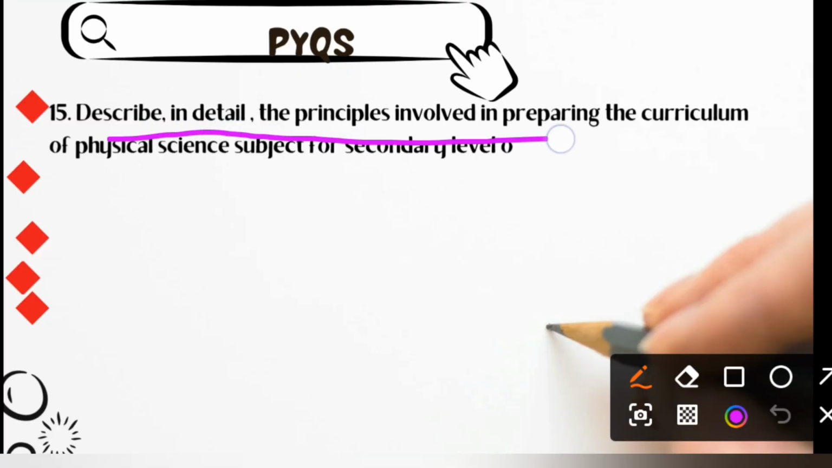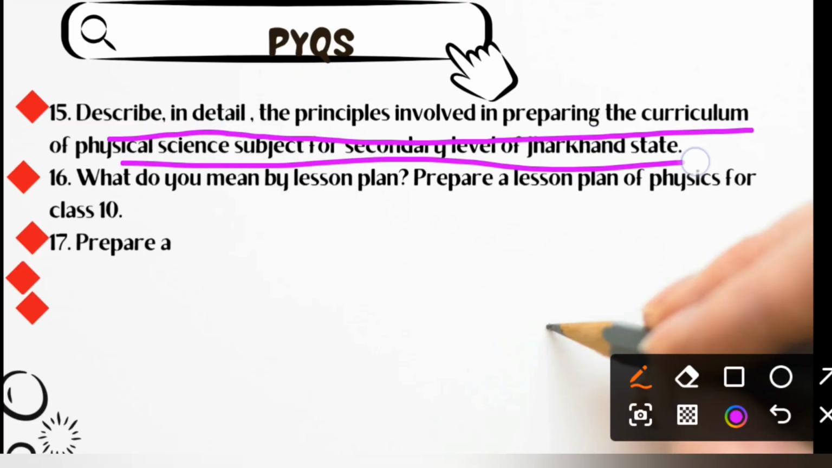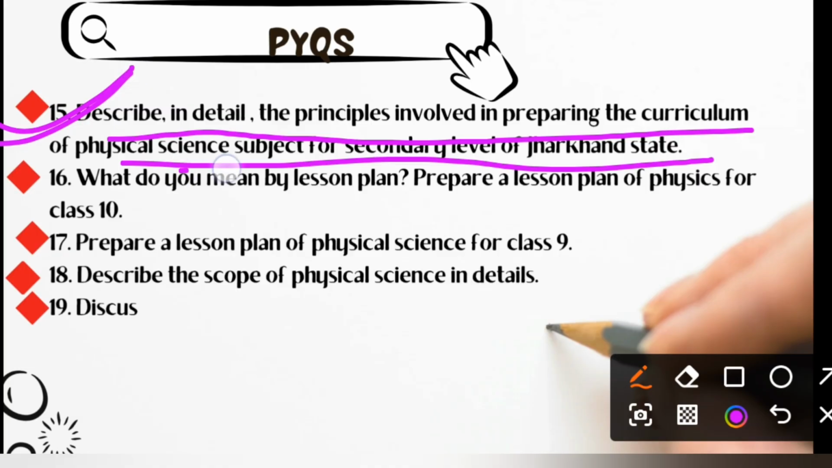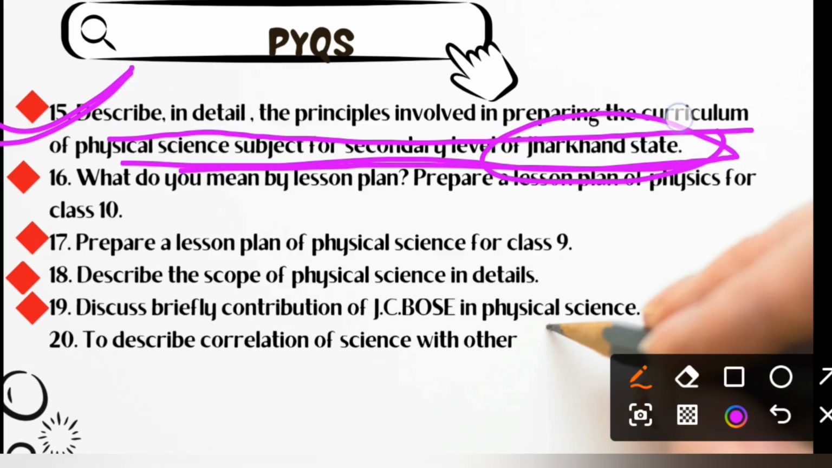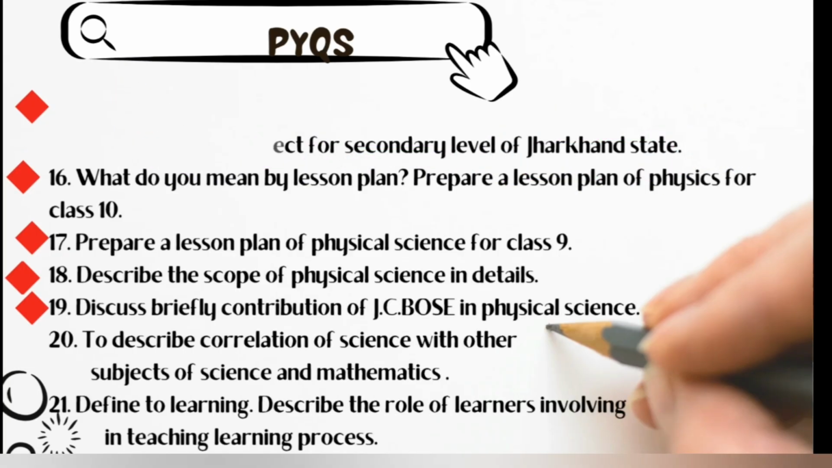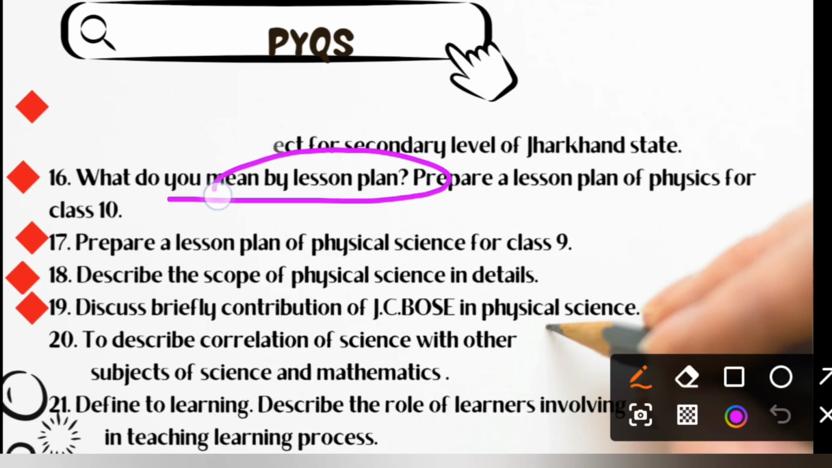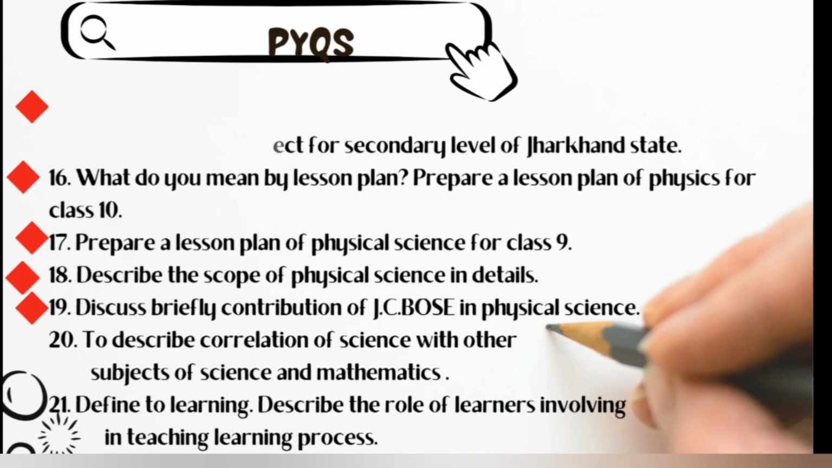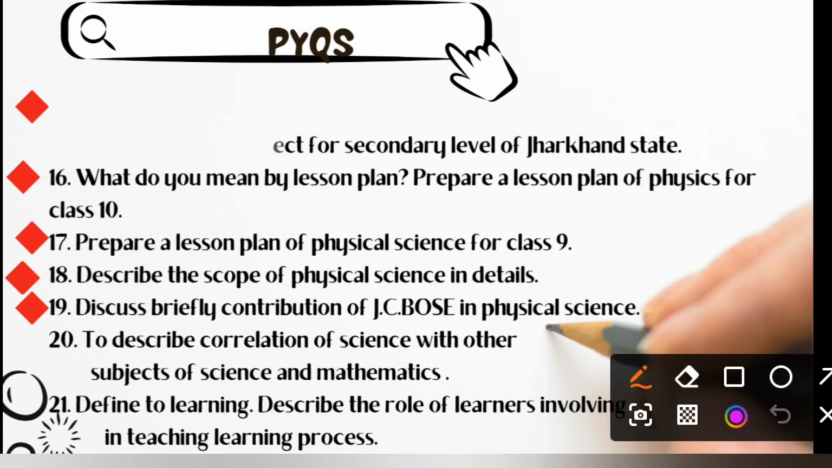Moving toward the next slide, question number 15 is, describe in detail the principles involved in preparation of the curriculum of the physical science subject for the secondary level of Jharkhand state. So basically you have to explain according to Jharkhand state and for the secondary level. Moving toward question number 16, what do you mean by lesson plan? First you have to describe the lesson plan, its steps, its criteria, and why we develop any lesson plan. Now prepare a lesson plan of physics for class 10, and question number 17 is also the same.